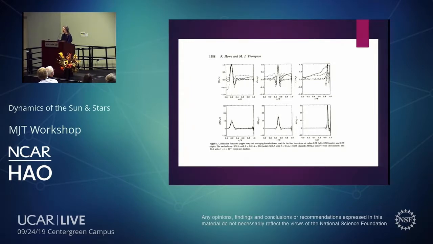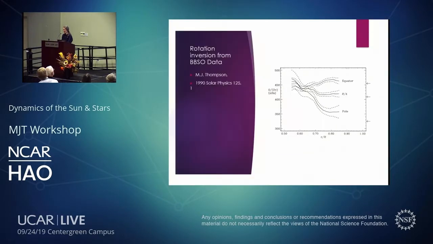So having introduced the idea of how you do inversions, let's look at some results. Okay, Bill showed this one already, so I won't dwell on it, but here's Michael's inversion of the BBSO data, and you can see that there is differential rotation in the convection zone and some kind of shear layer at the bottom of the convection zone. And you notice that this doesn't really go to the surface because the BBSO modes didn't have high enough degrees. You can't localize things near the surface.